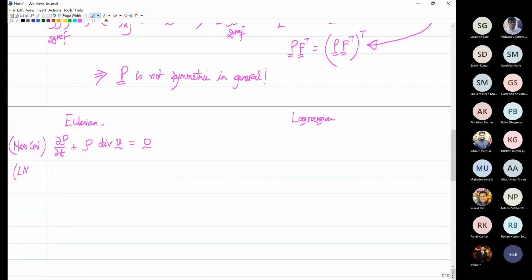And then you have LMB, which is Eulerian divergence of sigma plus the body force, and this is equal to rho times acceleration. And you remember that acceleration is quite nasty in Eulerian form. So that's rho times del v del t plus Eulerian gradient of velocity times velocity. Okay, and finally the AMB, that is very simple: sigma is equal to sigma transpose.